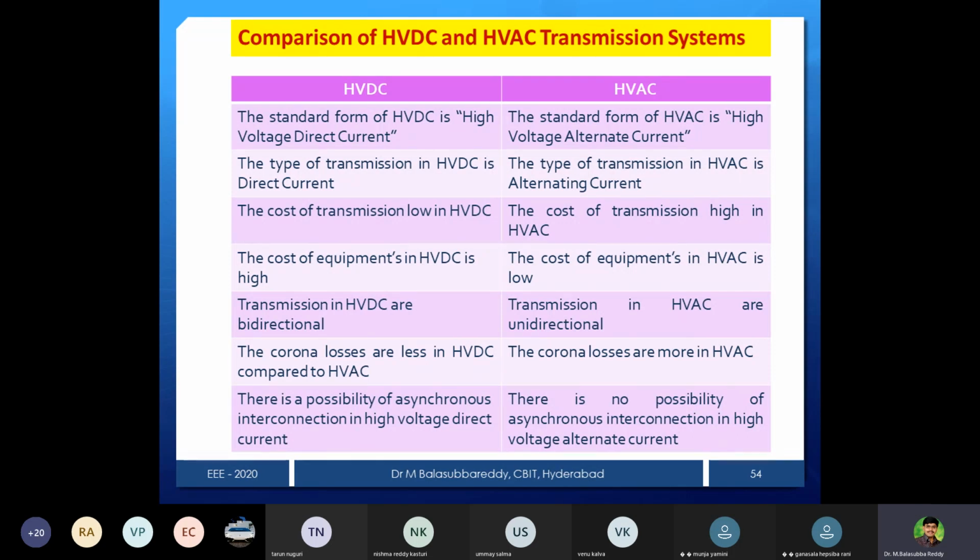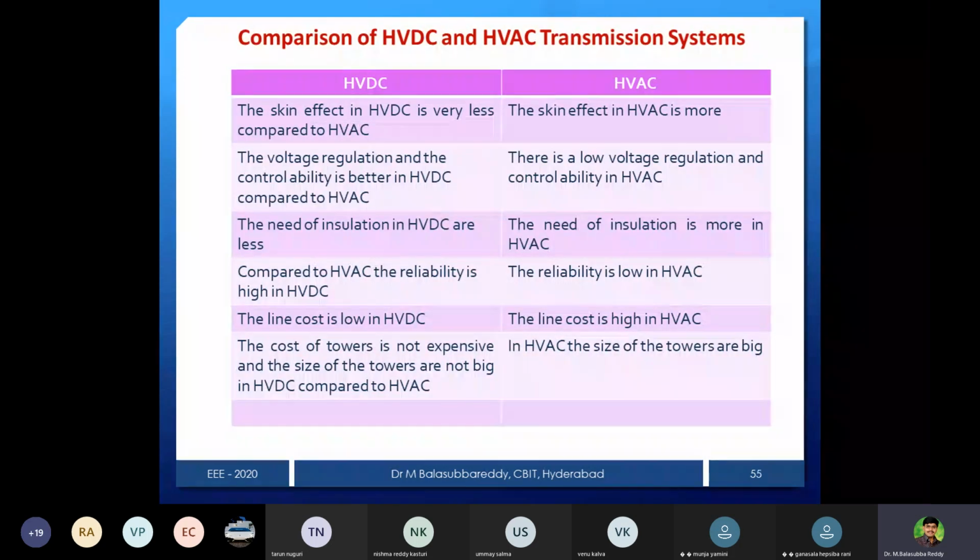Again, corona will be less in HVDC compared to AC, where there will be more. There is the possibility of asynchronous interconnection in an HVDC system, whereas in HVAC it is not possible. Skin effect is very less in HVDC, whereas in AC skin effect is more. Voltage regulation and controllability are better in HVDC, whereas low in HVAC. The need for insulation in HVDC is less, but on the AC side a lot of insulation needs to be installed in overhead lines.